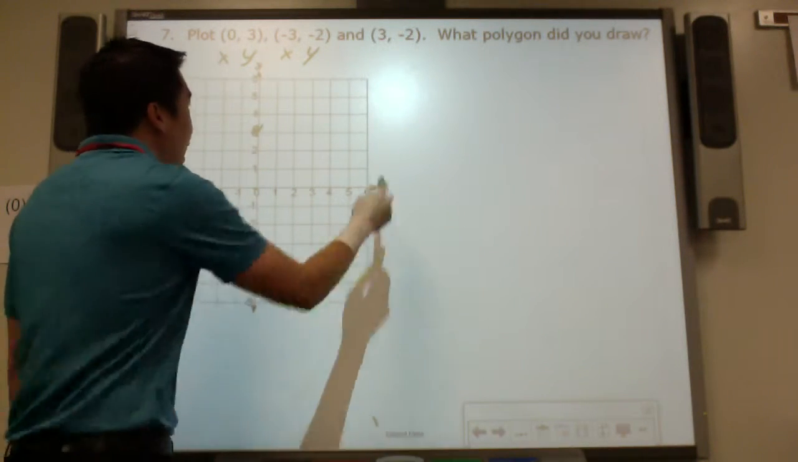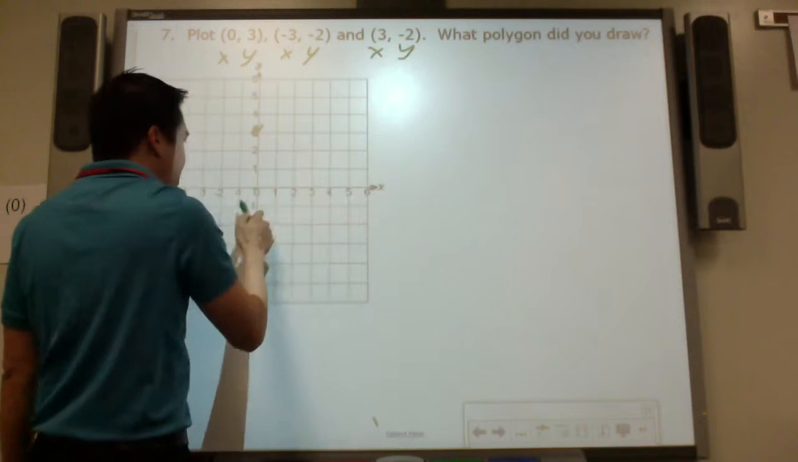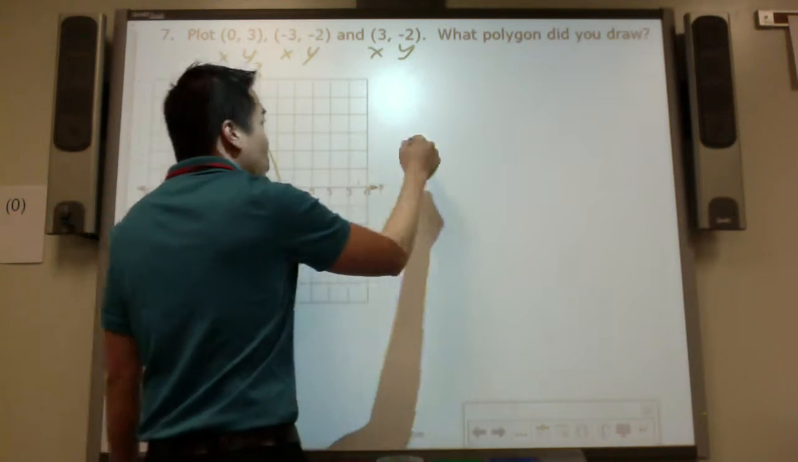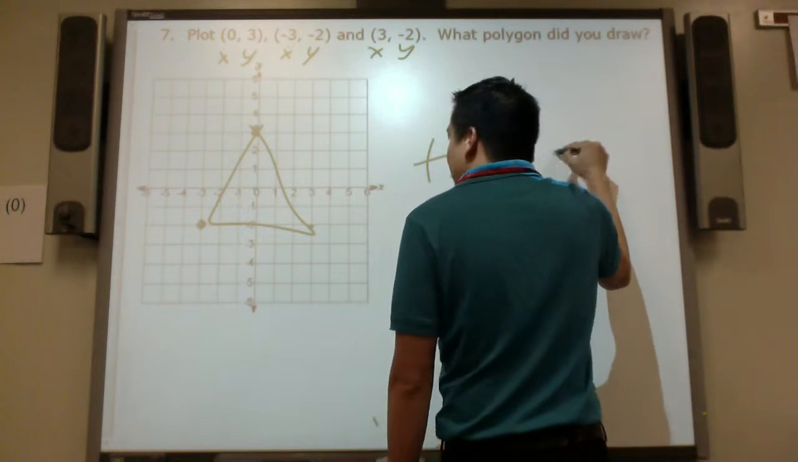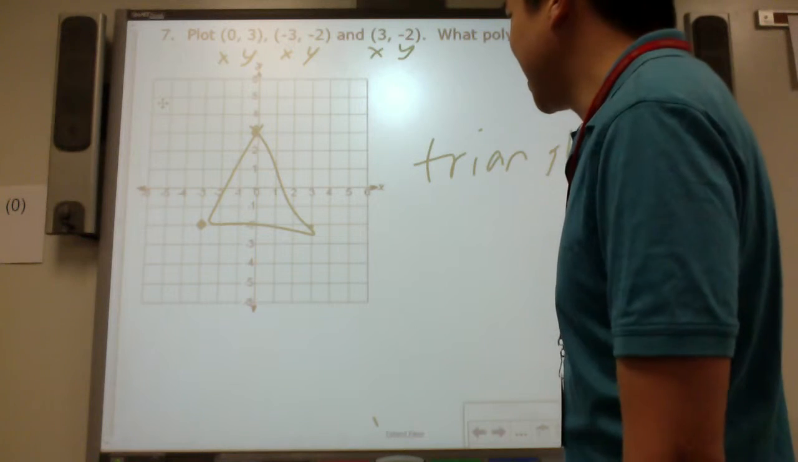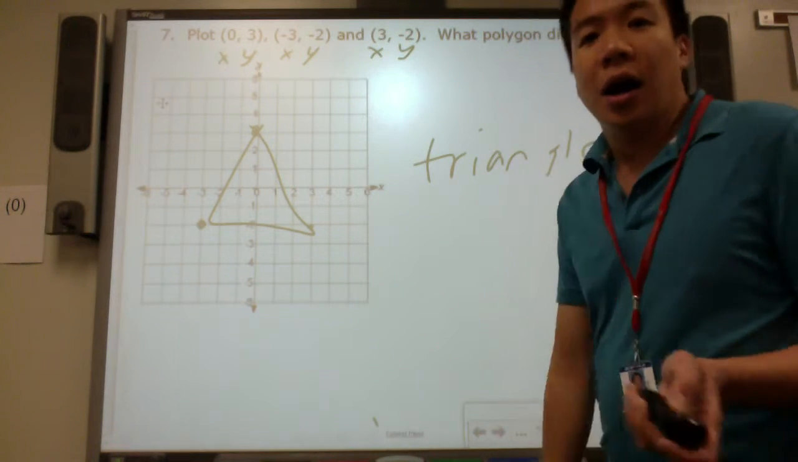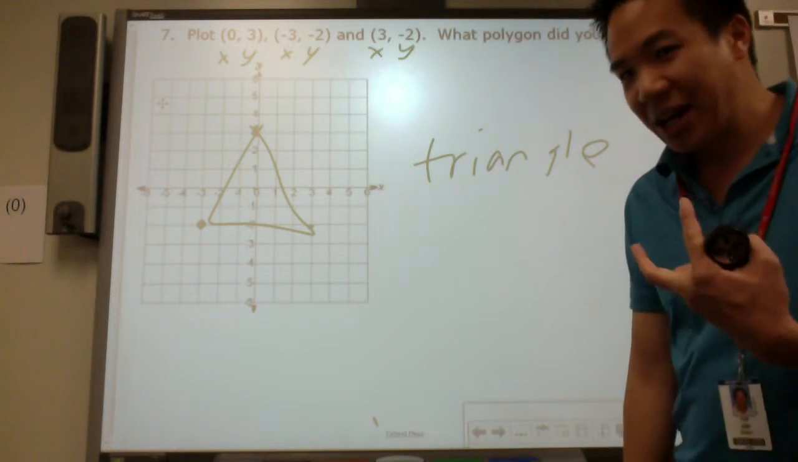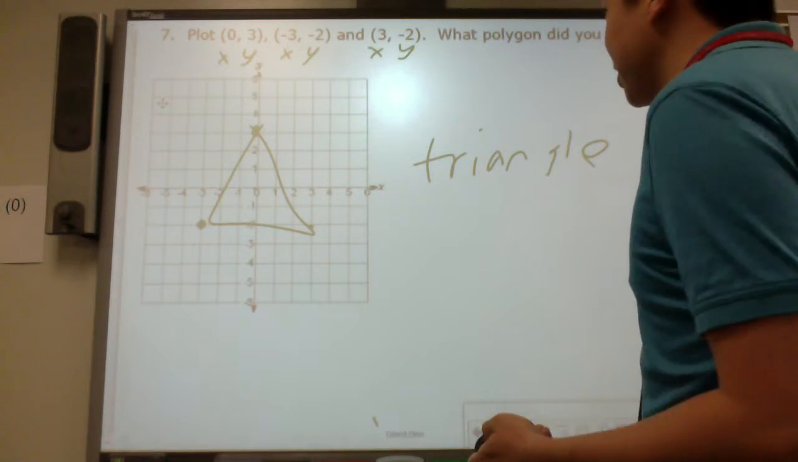Next one, x, y. X is 3. Y is -2 right here. What polygon do you see? I see a triangle. And I think it's an isosceles triangle, I believe. We're going to learn what those are, isosceles. When 2 sides are the same. How many eyes do you have? 2. 2 sides are the same.